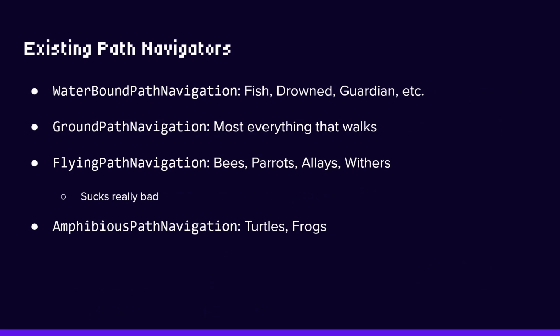There are a few existing path navigators that other ones can extend from. One is water-bound path navigation, so you're stuck in the water. Ground path navigation, which is basically everything that walks on the ground. Flying path navigation, which is used by bees, parrots, allays, and withers. Notably, not ghasts, bats, or phantoms, because they don't pathfind at all. I mentioned this last week, but they just fly in a direction because they don't really collide with stuff, especially phantoms, they just go through stuff. And then you have amphibious path navigation, which is used by turtles and frogs, which lets you go through both water and land efficiently.